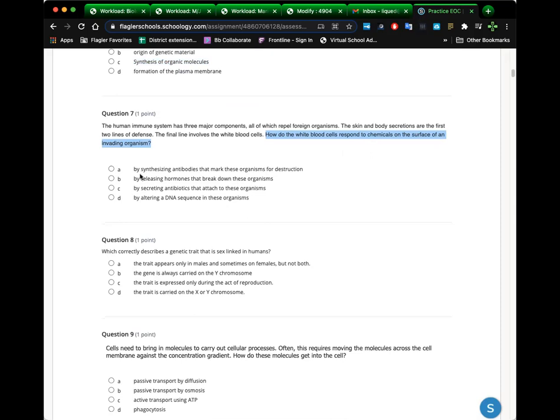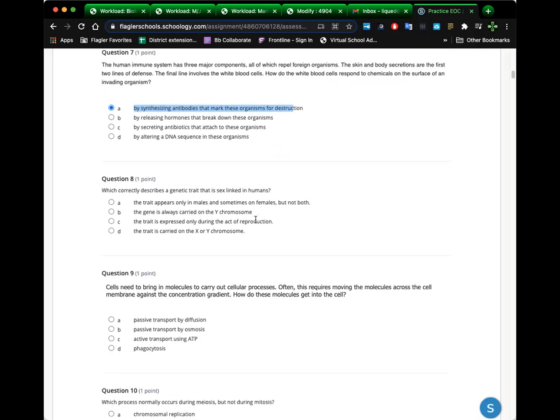So by synthesizing or by making antibodies that mark these organisms for destruction. Sounds pretty good. By releasing hormones that break down organisms. No, hormones, don't really worry about that. By secreting antibiotics. Antibiotics are man-made, so it's definitely not C. By altering the DNA sequence. If you alter the DNA sequence, that's a mutation, so it's not that. All right, so it's definitely going to be A.